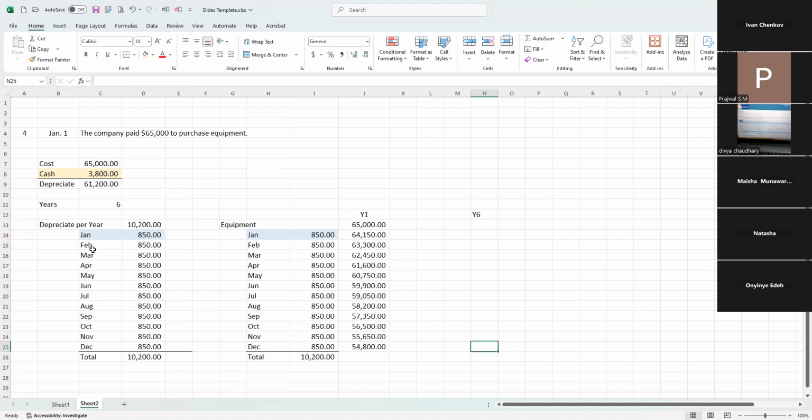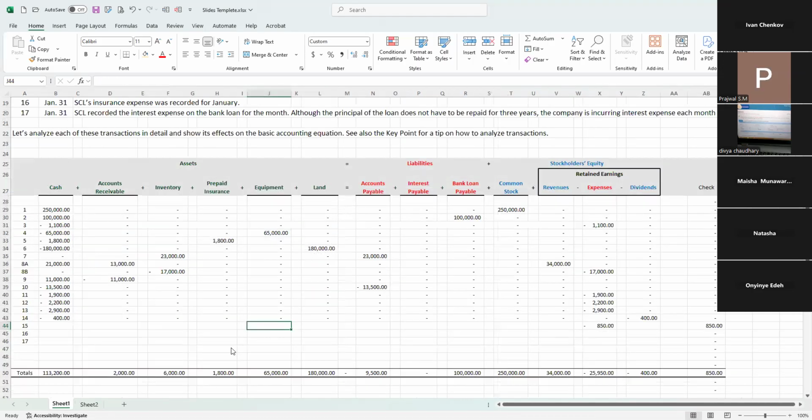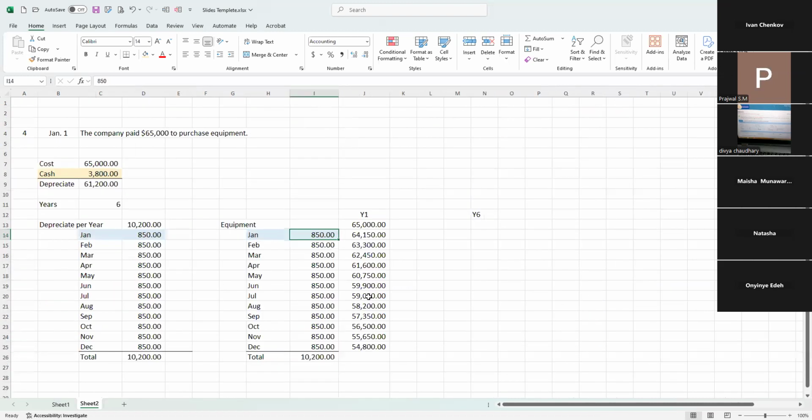But we're going to talk again next time about this. Right now I want you to understand that we're going to increase the expenses and reduce the value of the equipment by the same amount. Now the value of the equipment is going to go down minus 850. It's going to be 64,150. Is it the same that we're looking for? Yes, it is.